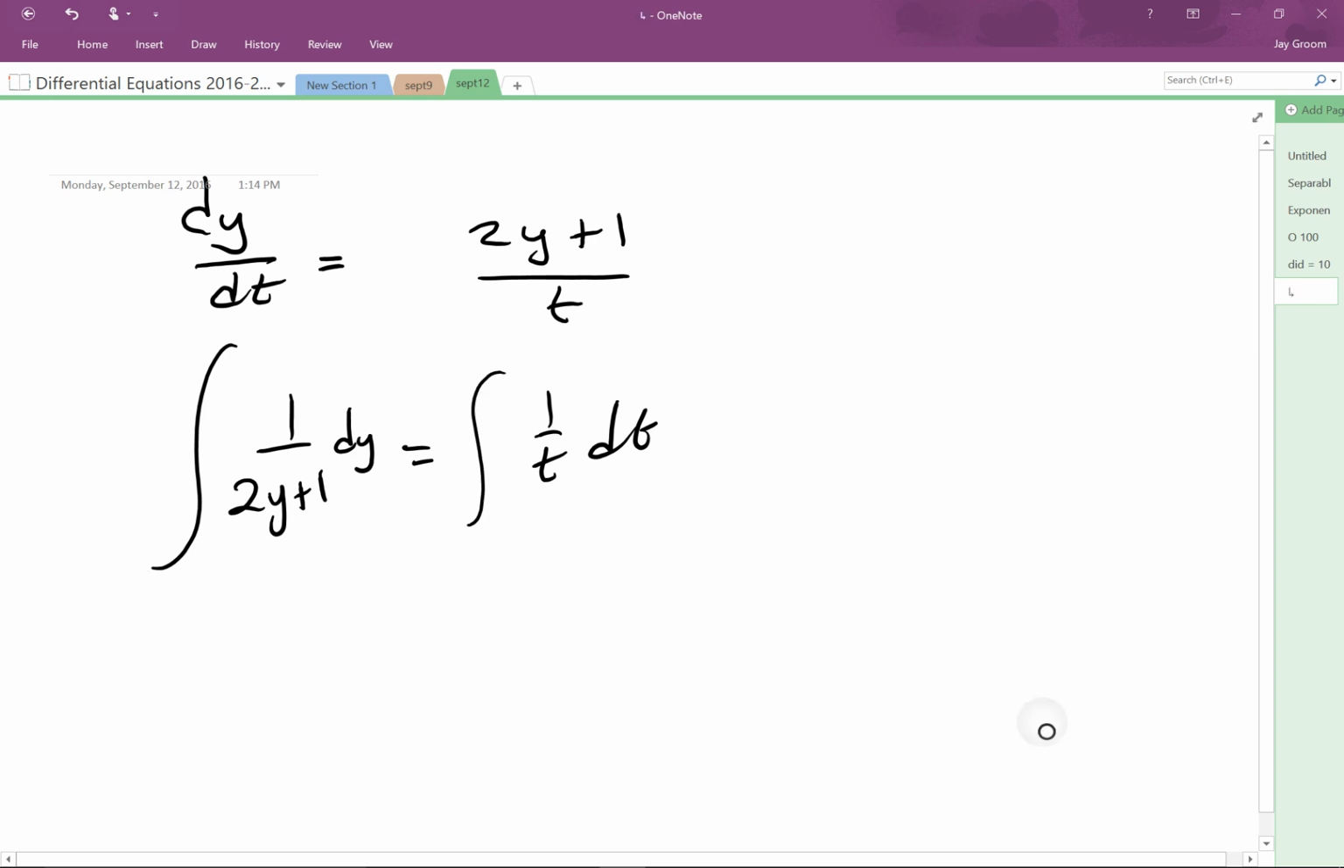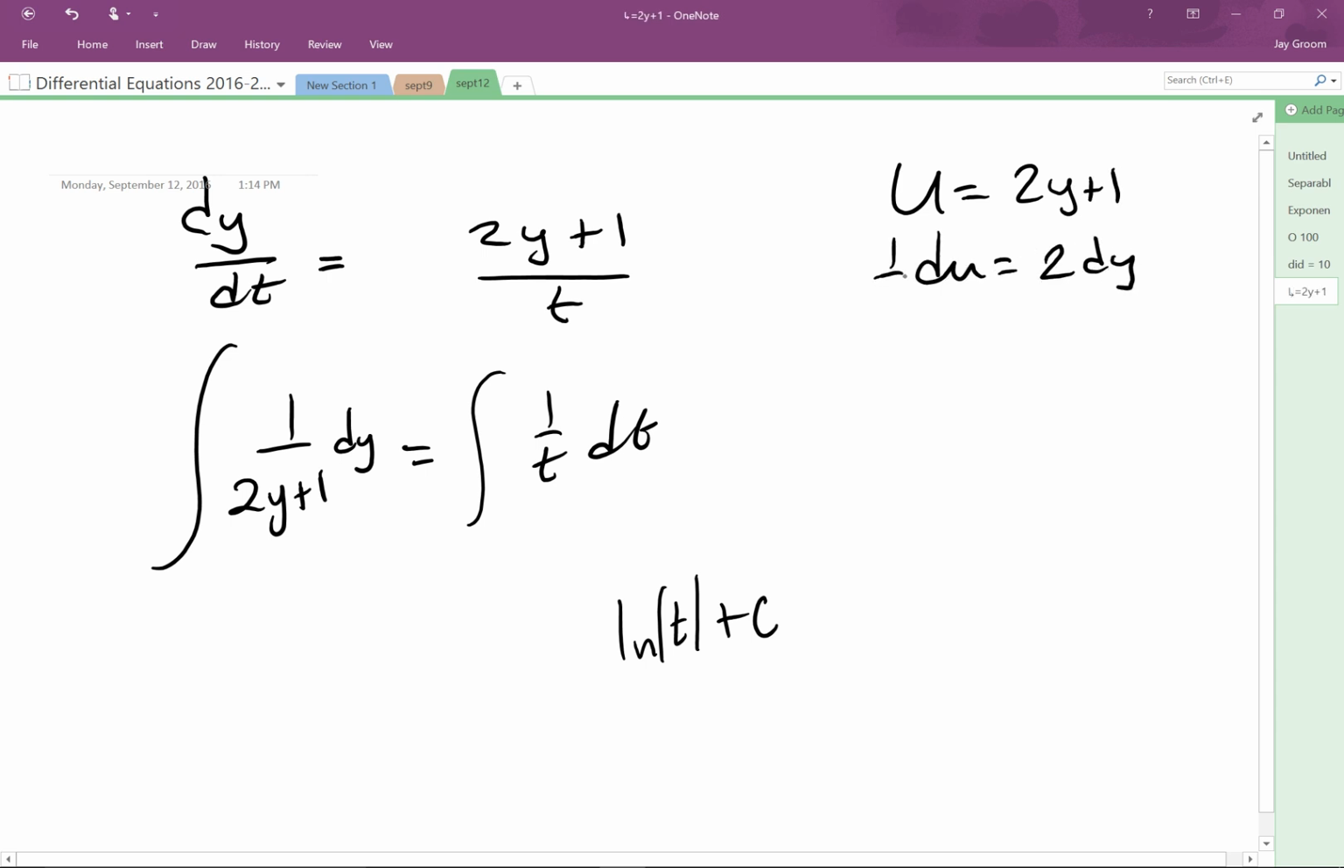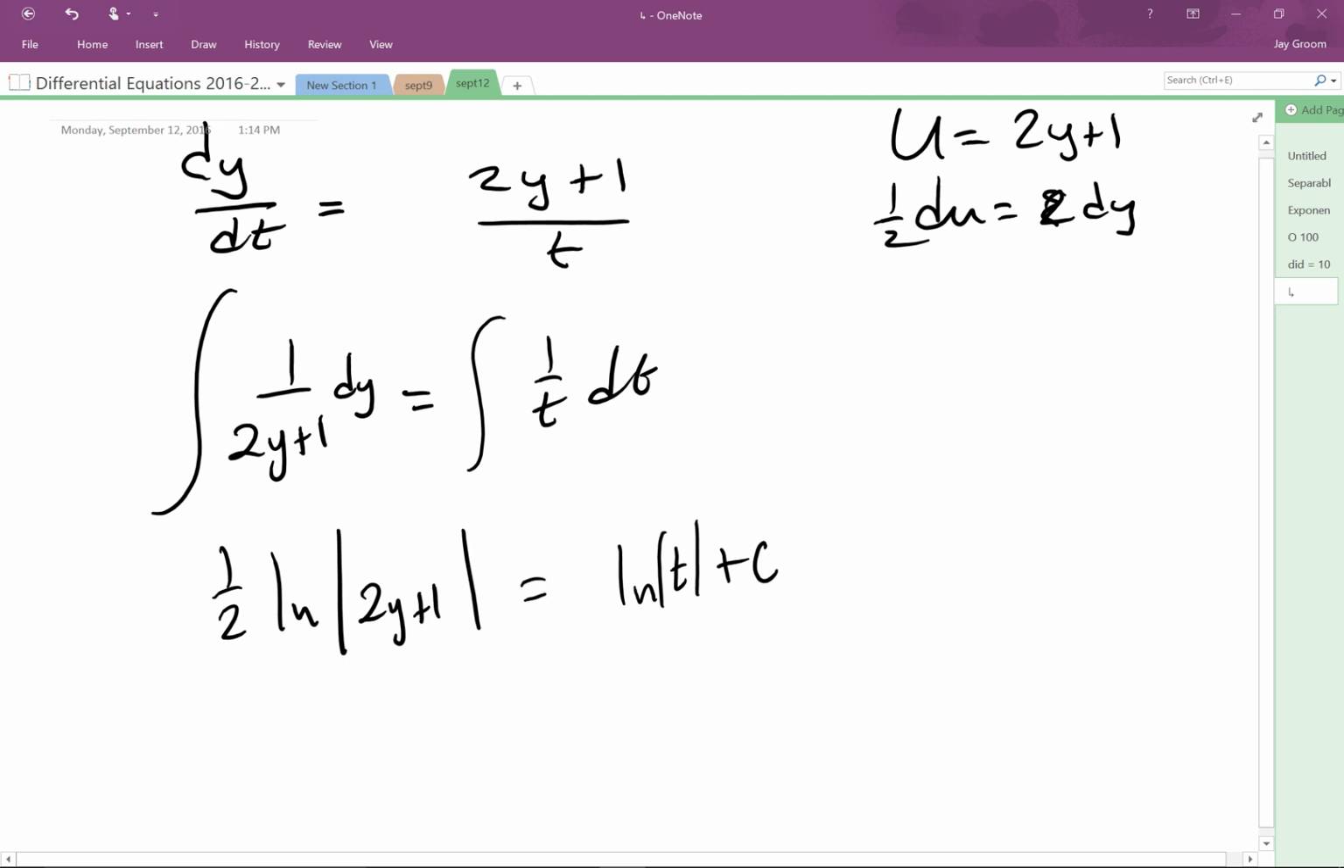Oh, geez, this is tough. ln of t plus a constant. I'm only going to put my constant on that side. I want to leave my y with no constant. What's this? I don't know, but I do know that I should do u equals 2y plus 1. du is, well, I only have a half of a dy, so there you go. So I'm going to have a half ln of 2y plus 1. Nice.